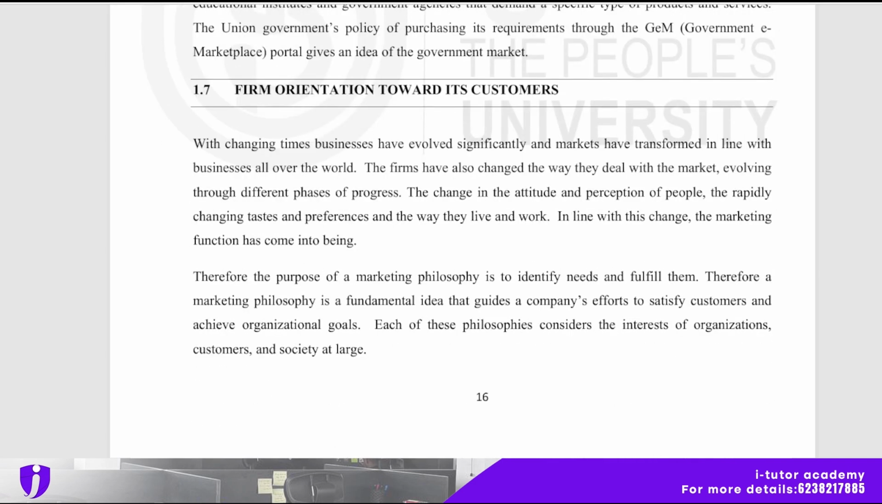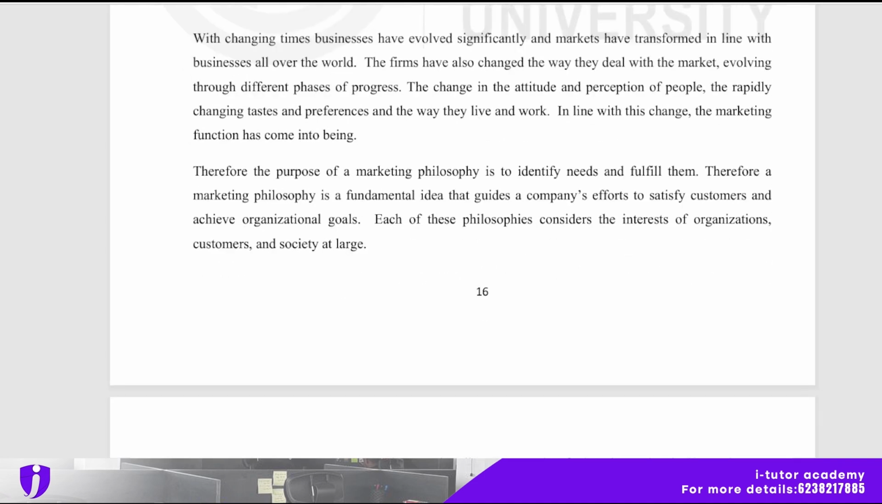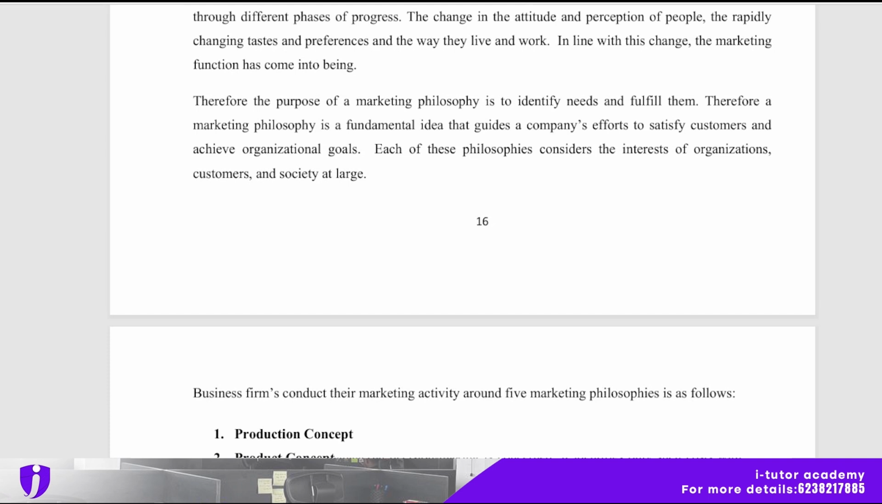With changing times, businesses have evolved significantly and markets have transformed in line with the business all over the world. The firms have also changed the way they deal with the markets, evolving through different phases of progress. The change in the attitude and perception of people, the rapidly changing tastes and preferences and the way they live and work. In line with this change, the marketing function has come into being. Therefore, the purpose of a marketing philosophy is to identify needs and fulfill them.